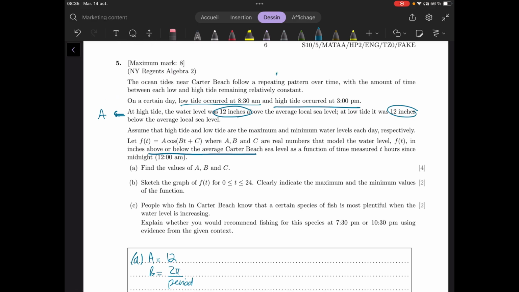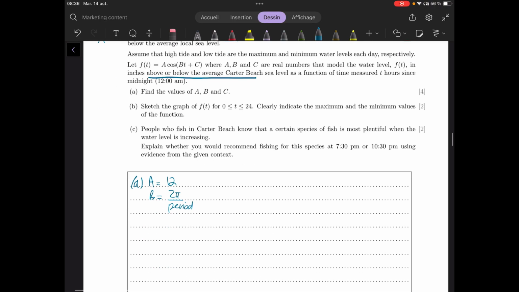We know that low tide occurred at 8:30. High tide occurred at 3 p.m. That is half of a period, and this is equal to 6.5 hours. Therefore, the entire period would last 13 hours.